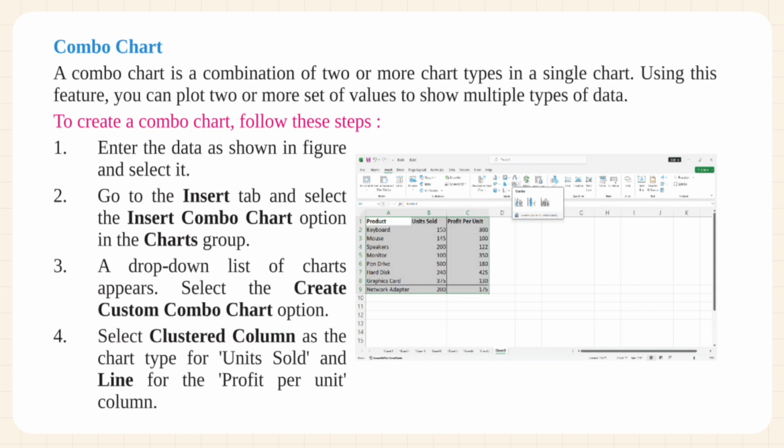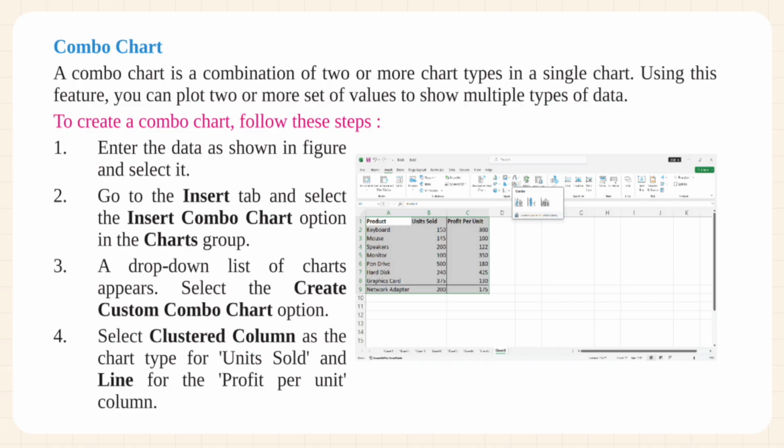Combo chart. A combo chart is a combination of two or more chart types in a single chart. Using this feature, you can plot two or more set of values to show multiple types of data. To create a combo chart, follow these steps. 1. Enter the data as shown in figure and select it.